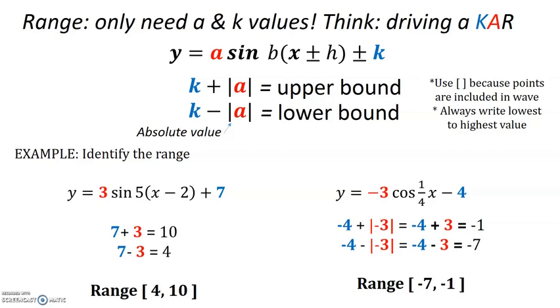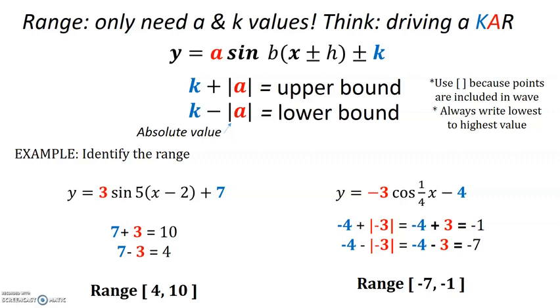So think about this as like a driving range. I created this acronym CAR. It's like driving a car. That's how you find your range. So what that means is you take your k value plus or minus your a value, and that is equal to your range. So when I get k plus the absolute value of a, that's going to be my upper bound or my highest number. When I get k minus my absolute value of a, that's going to be my lower bound. Because remember, we always write in terms from our lowest value to our highest value. And because these are waves, they're actually going to include our lowest value and our highest value, so that's why we use brackets.